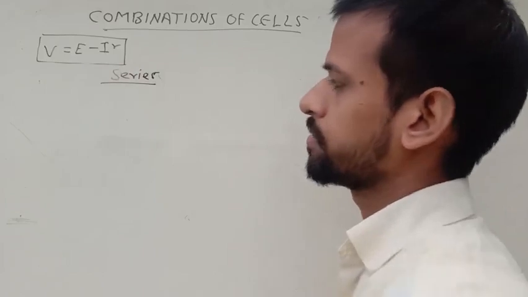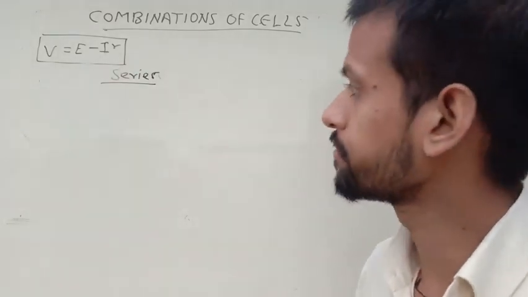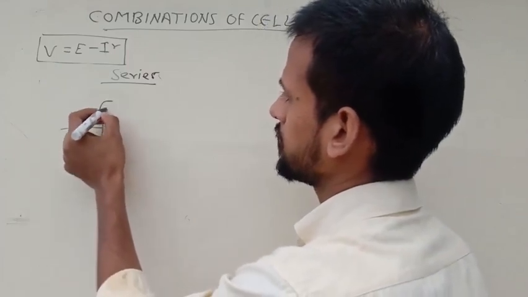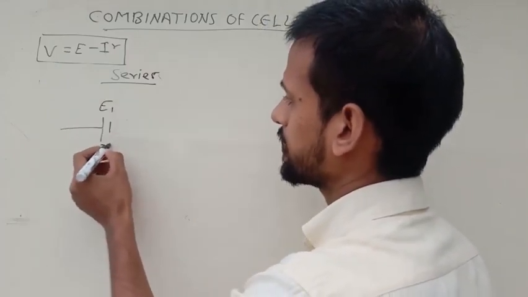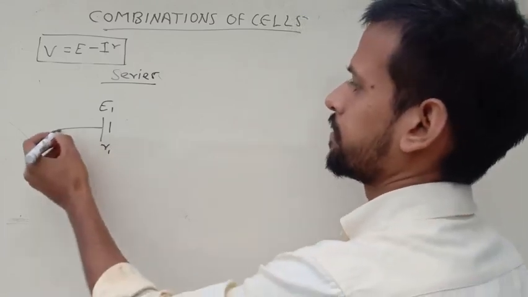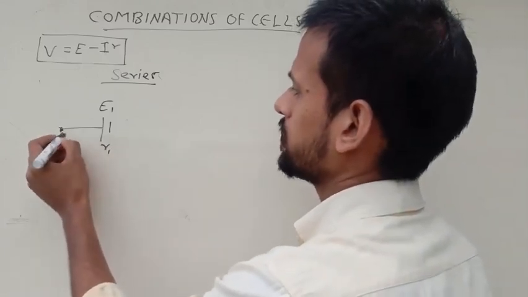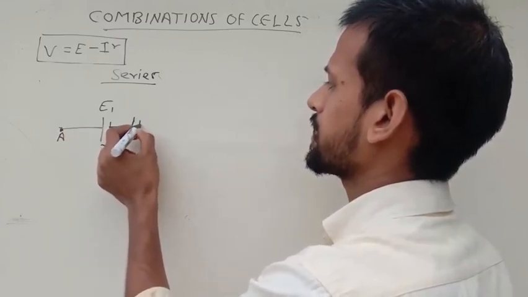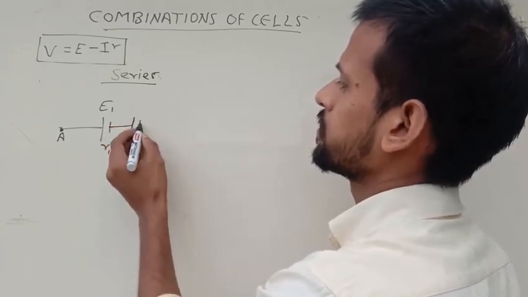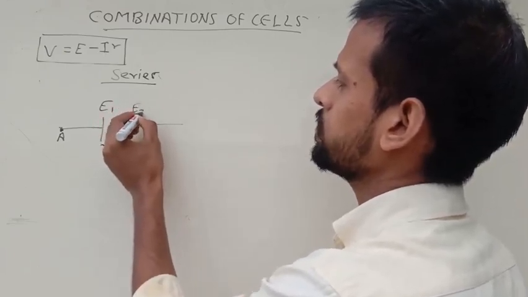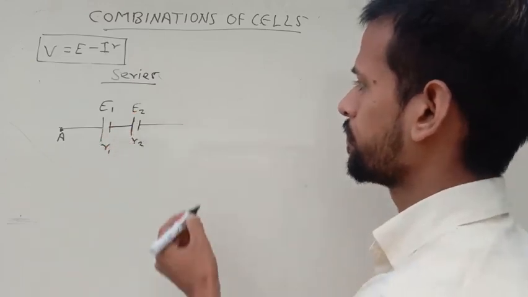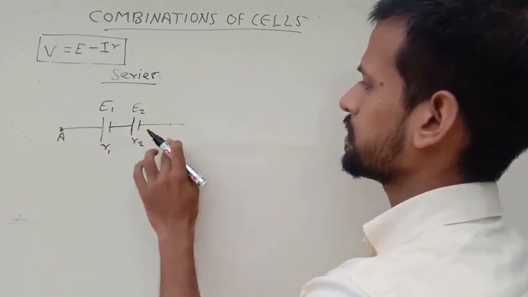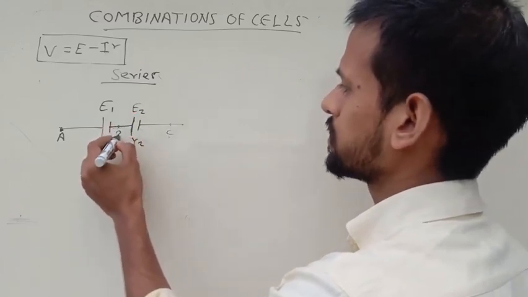Now let there be two cells. Basically these are two cells, the first having EMF E1 and internal resistance R1. Here is the terminal A. Another cell is connected in series, having EMF E2 and internal resistance R2. This terminal is, suppose B, sorry, this is C and this is B.